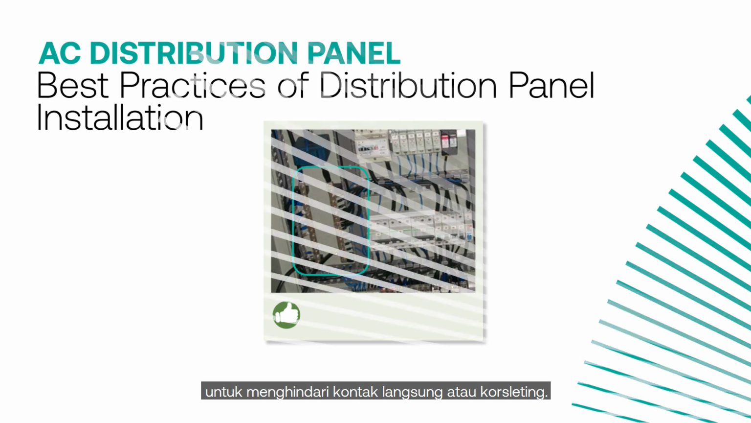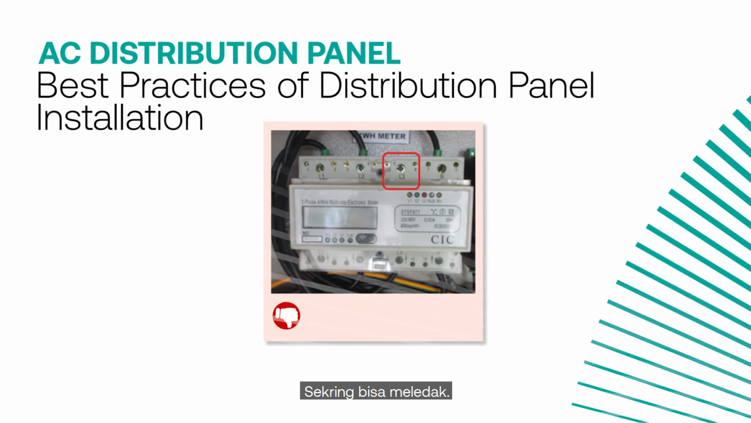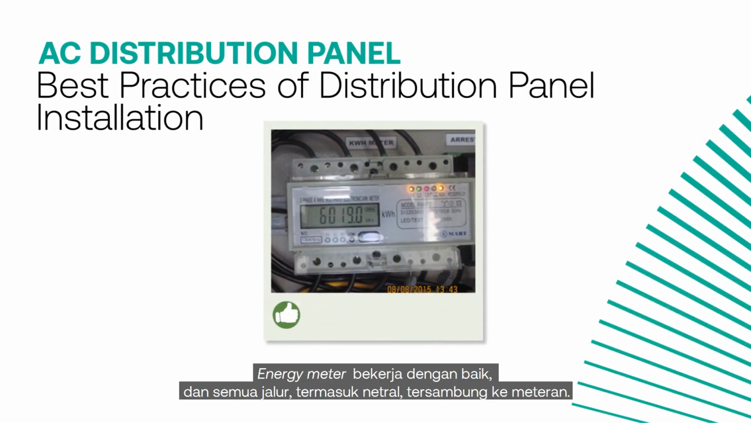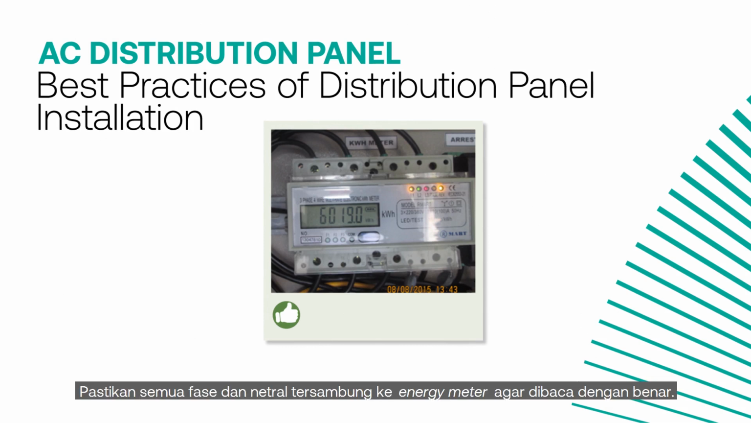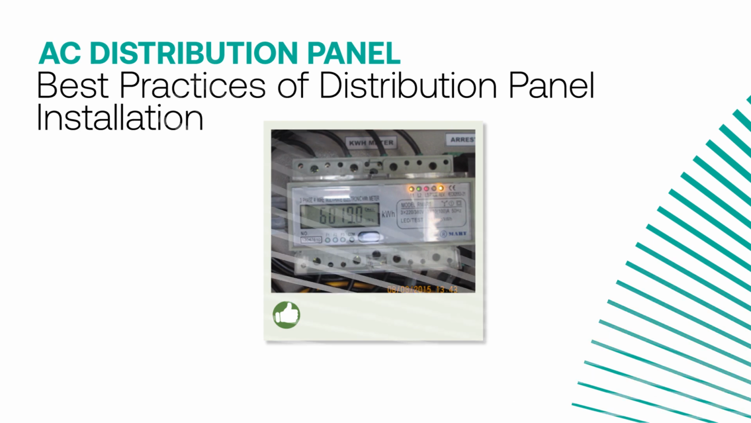separated using insulating material to avoid direct contact or accidental short circuit. In this example, the meter doesn't function and the third line is not connected to the meter. Fuse may be blown. Energy meter is working properly and all lines, as well as neutral, are connected to the meter. Ensure that all the phases and neutral are connected to the energy meter for correct reading. The ratio of the current transformer should match the input current of the energy meter.